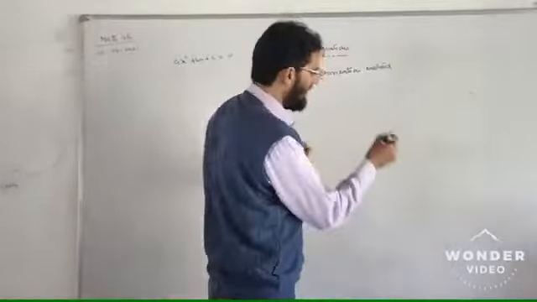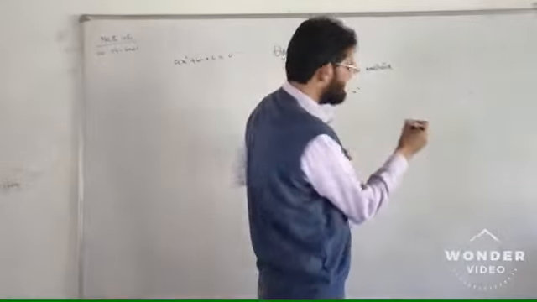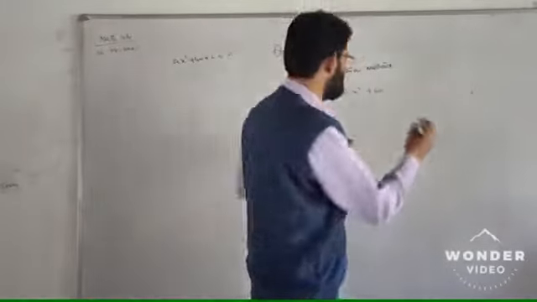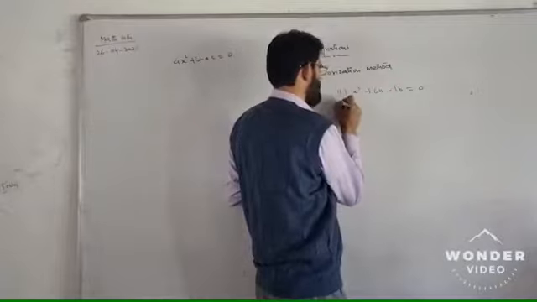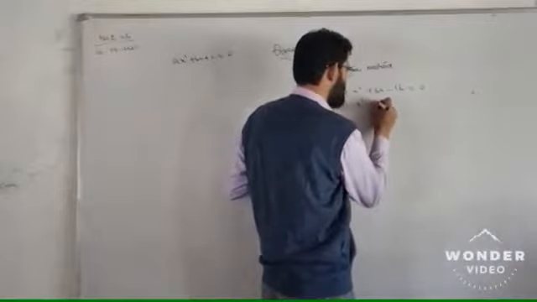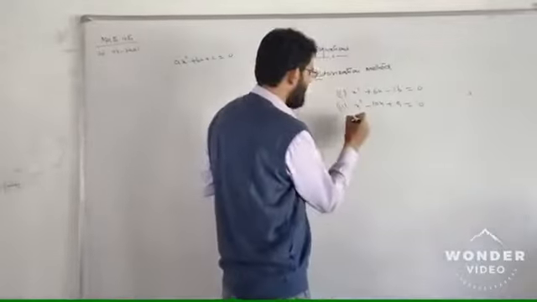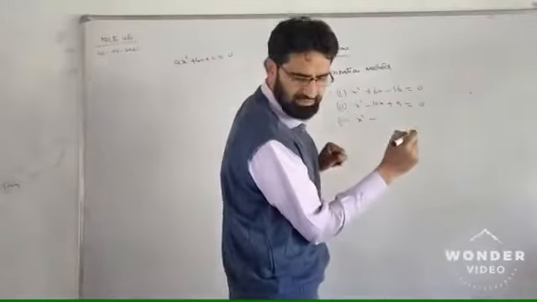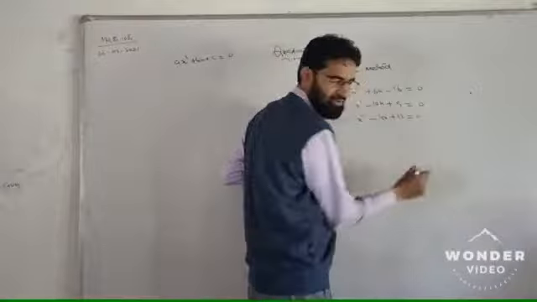Question number 1 is x square plus 6x minus 16 is equal to 0 by factorization method. Second is x square minus 10x plus 9 is equal to 0. Third is x square minus 4x plus 12 is equal to 0.